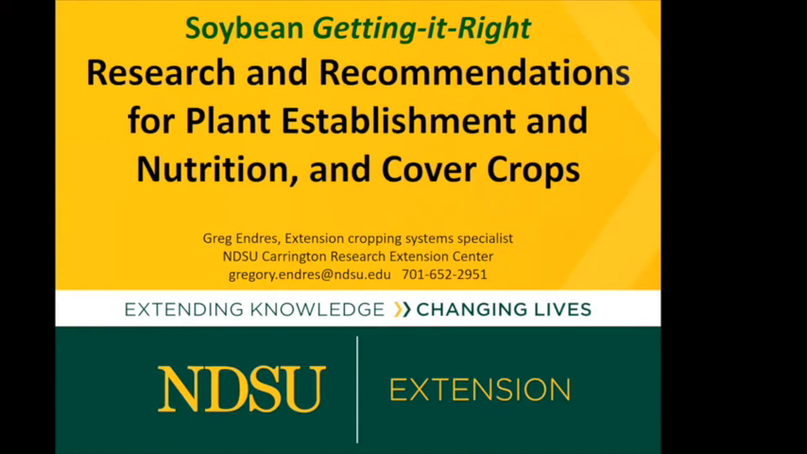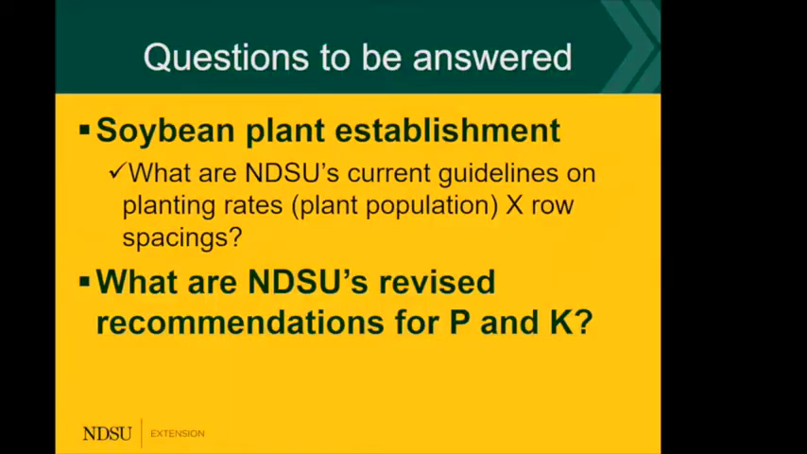So my main categories are on plant establishment and plant nutrition, and then we end with discussion on cover crops. Some questions that I want to answer during the discussion include the following. NDSU has a new set of guidelines on planting rates and subsequently plant populations by row spacing. So I want to share that information.